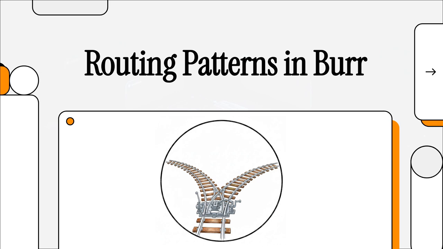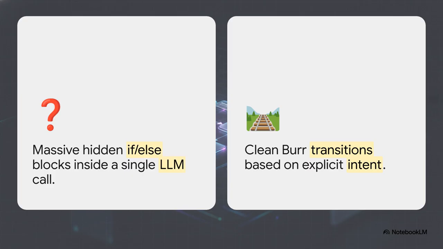So we need to look exactly at how Burr handles routing, retrieval-augmented generation, and tool execution patterns to make these systems genuinely reliable in production. Notice the architectural contrast here. On the left side, we've got a trap that's super common in early generative AI applications, implicit routing. This is where you have massive, hidden if-else blocks buried deep inside a single large language model call, or totally obfuscated inside some giant wrapper function. It is an absolute debugging nightmare.